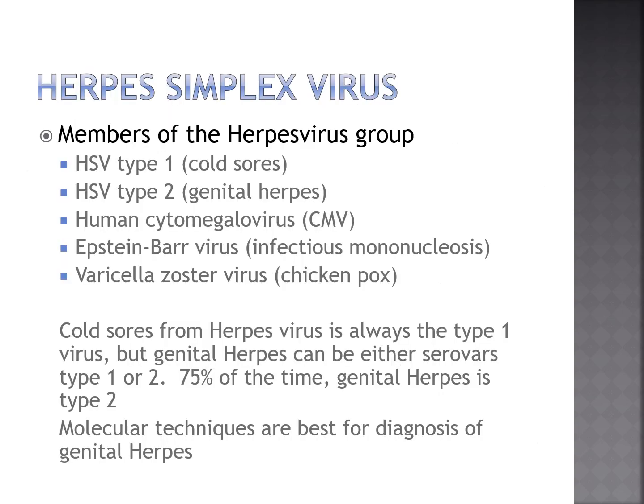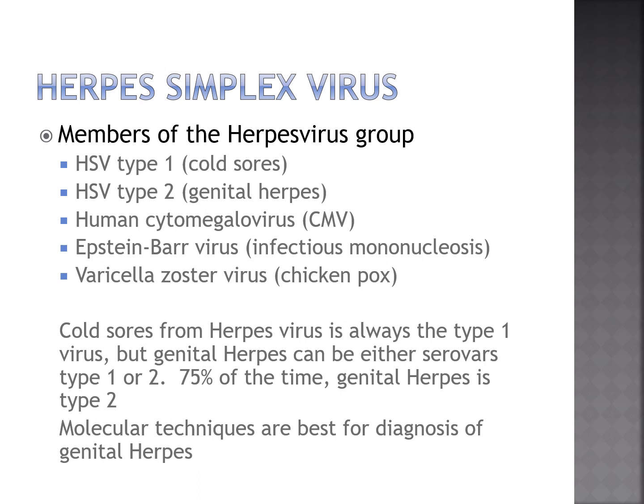Let's talk about herpes simplex virus. According to the Centers for Disease Control, or the CDC, about 20% of all adults have genital herpes. That's essentially 1 in 4 females and 1 in 6 males have herpes simplex virus.